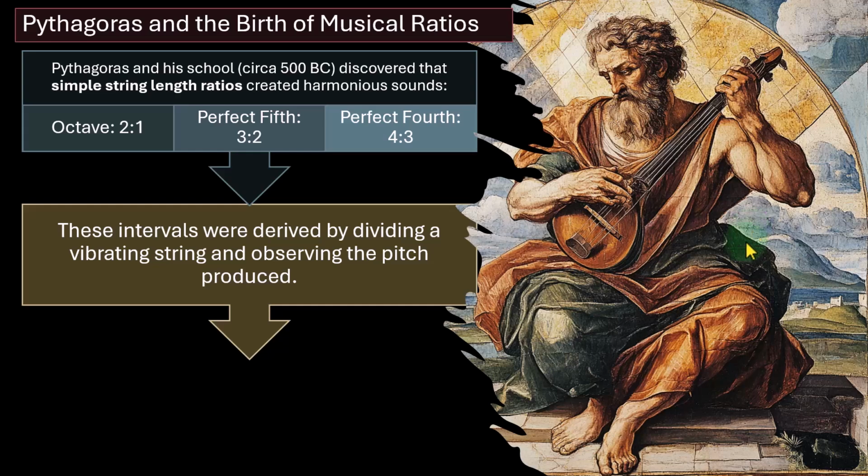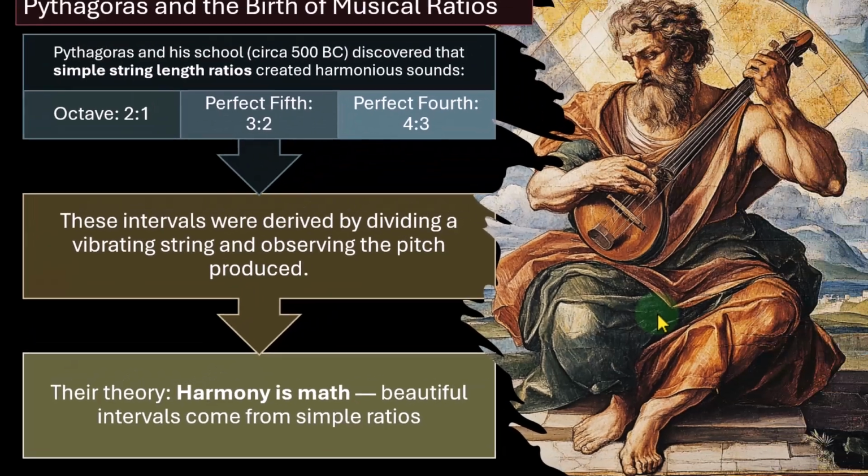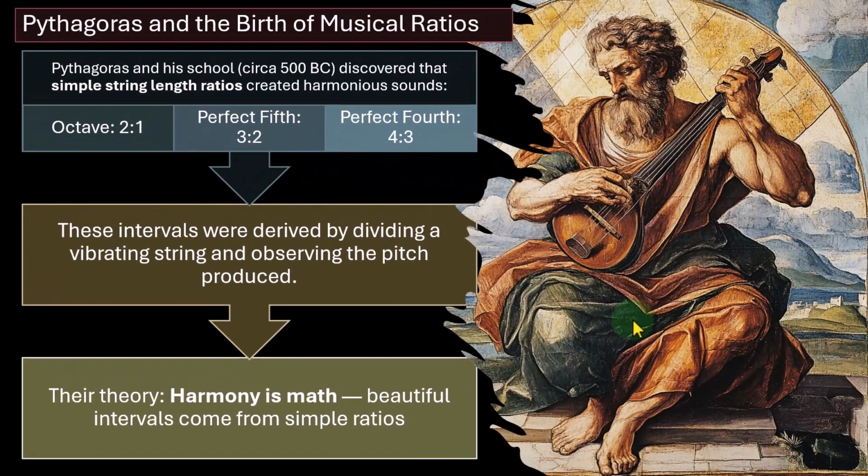In any case, these intervals were derived by dividing a vibrating string and observing the pitch produced. So their theory: harmony is math. Beautiful intervals come from simple ratios. So you can see what happened. He didn't have 12 equal notes within an octave. He had one string, plucking it and saying, oh my goodness, this is cool, because the musical harmonies that are pleasing to our ears have these beautiful ratios working out, which fits perfectly into my Platonic idea of math being the real underpinning of reality, right?